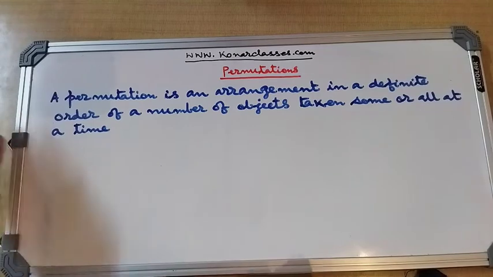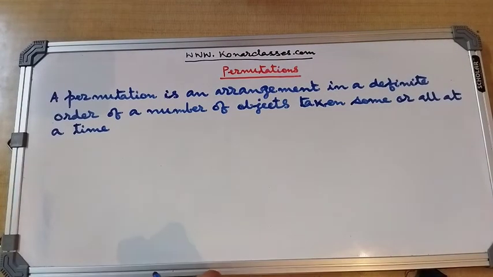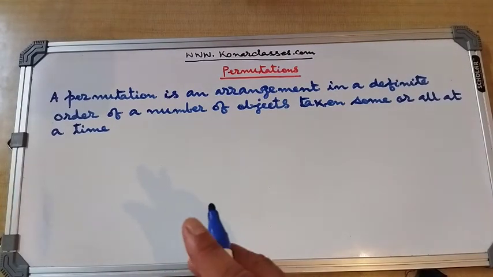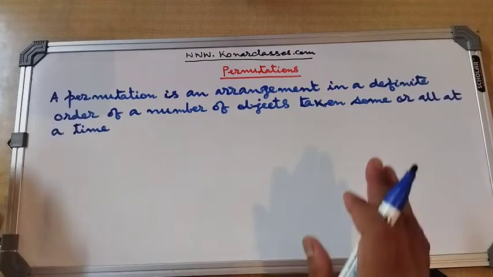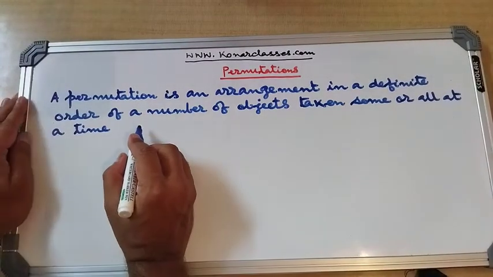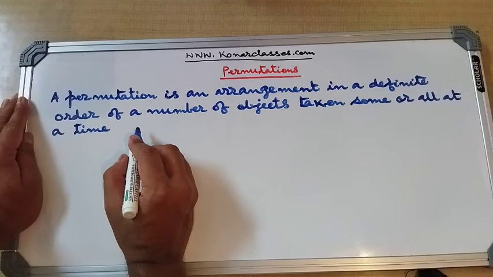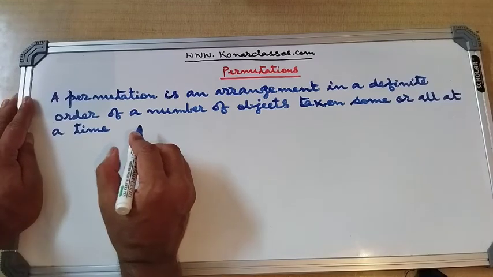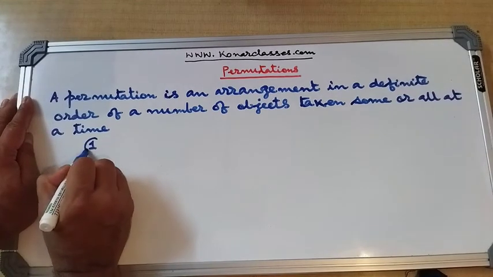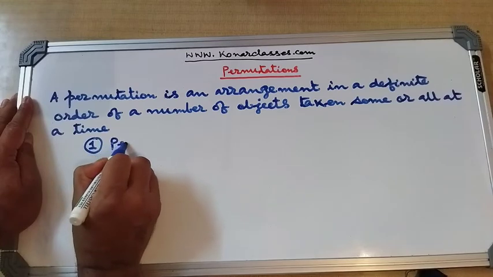So this is the definition of permutation. There are 3 cases here. The first case is permutation when all the objects are distinct.